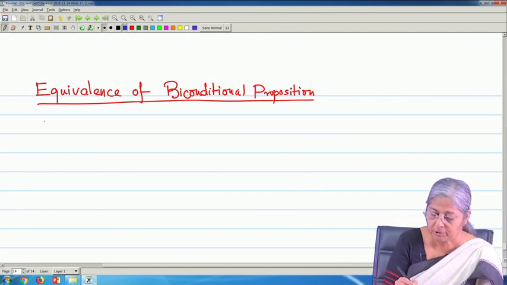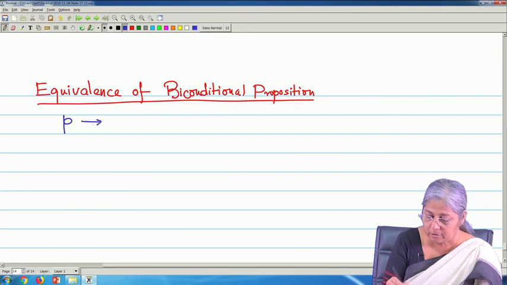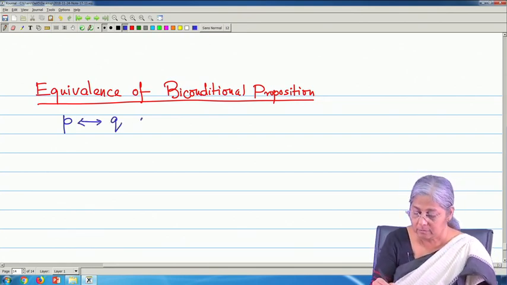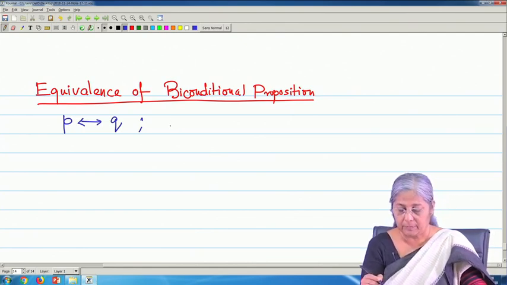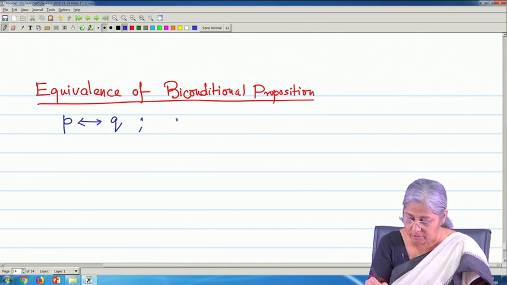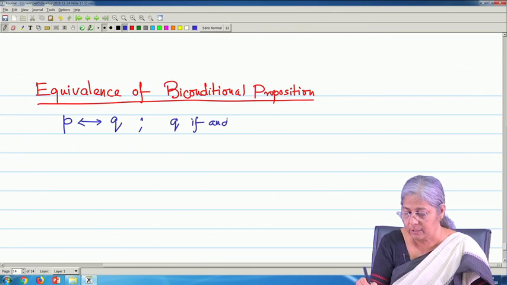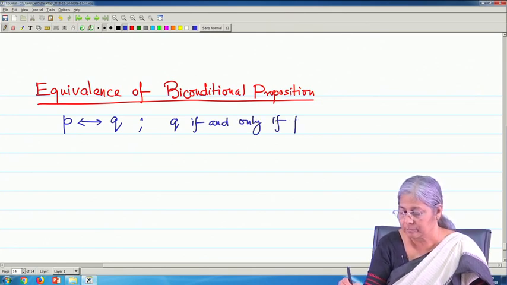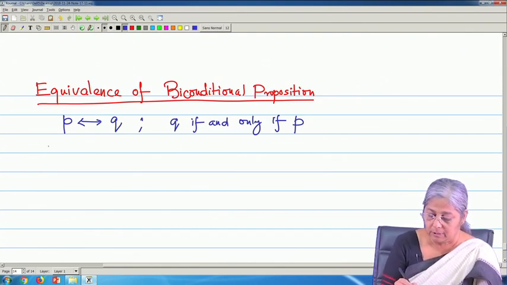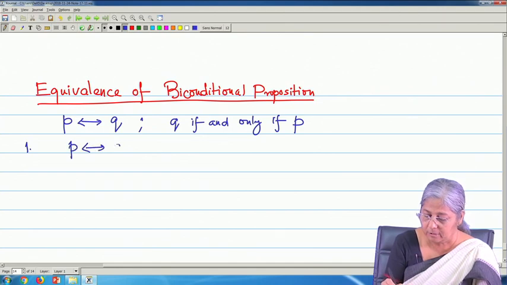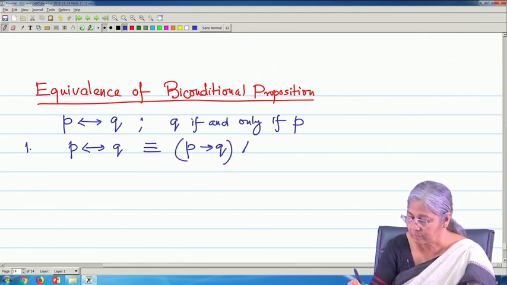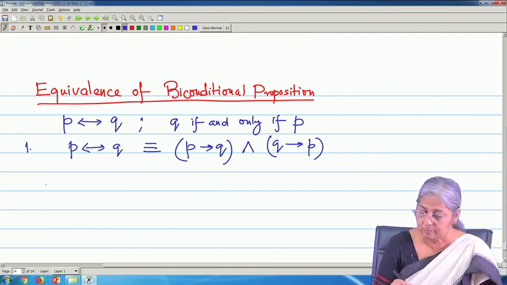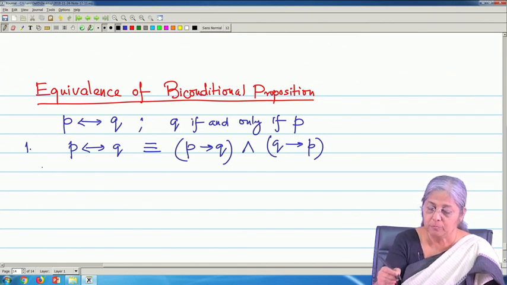We know our biconditional proposition is, if P and Q are two propositions, P if and only if Q, and Q if and only if P. Now we claim that the biconditional proposition is equivalent to P implies Q and Q implies P. Then the proof will be as follows.